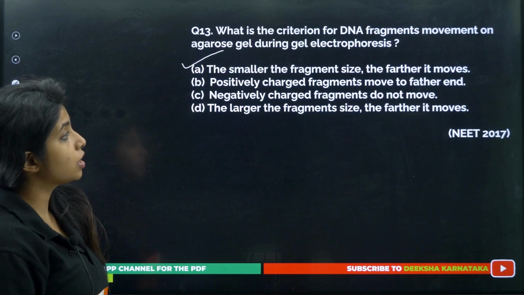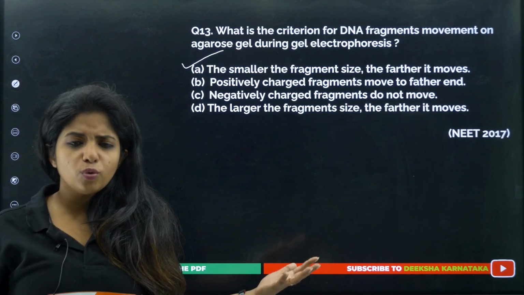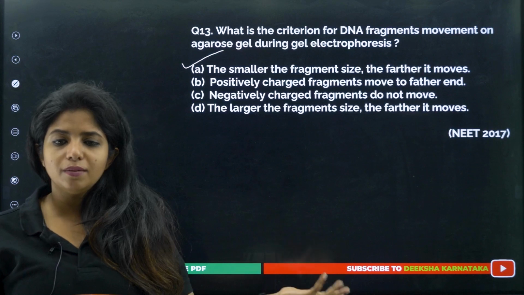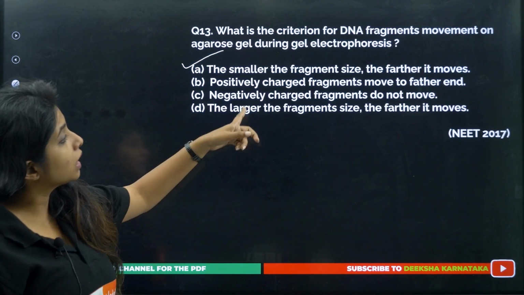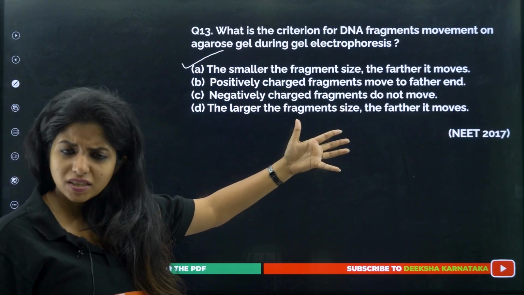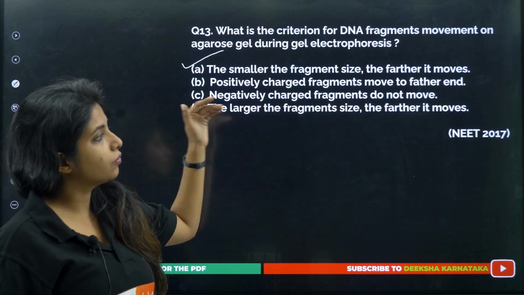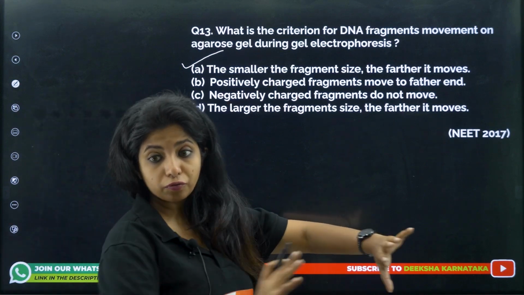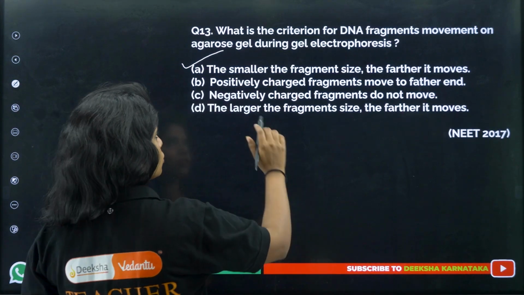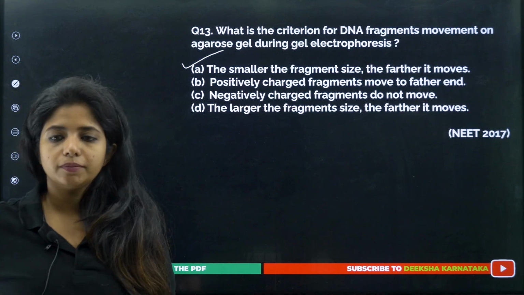Okay, positively charged fragments move to farther end. Do you think positively charged fragments, who are the positively charged fragments? We do not have any positively charged fragments. DNA itself is negatively charged. Okay, now negatively charged fragments do not move. Is that true? No, they will move towards the positive side. Now, the larger the fragment size, the farther it moves. The larger, do you think large fragments would be moving farther? No, children, they will be moving really slow. So, this becomes the correct answer. This came in NEET 2017.